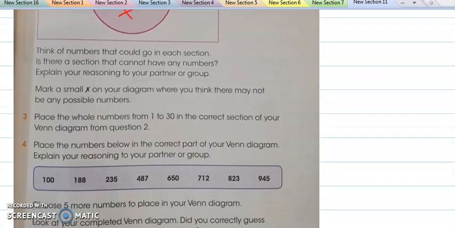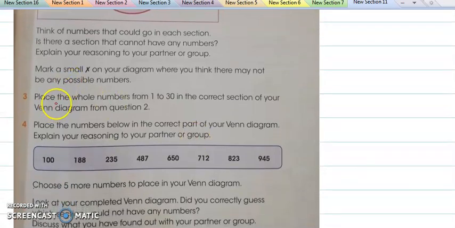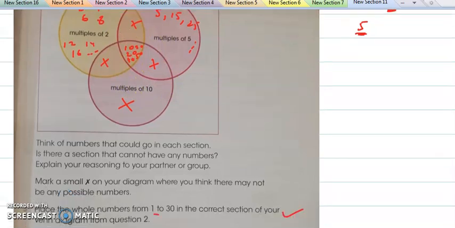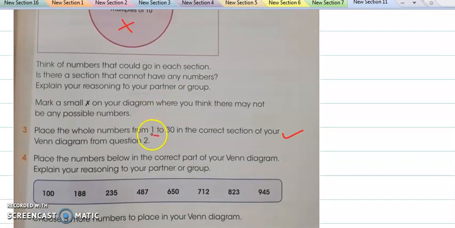Next, on the same page you have some questions. Place the whole numbers from 1 to 30 in the correct section of your Venn diagram from question 2. It means in this question you will draw a similar Venn diagram in your notebook, and then you will sort out the numbers from 1 to 30. You have to put the numbers accordingly in the Venn diagram.